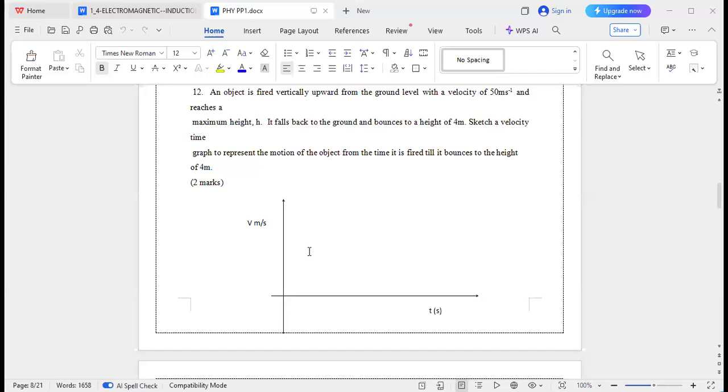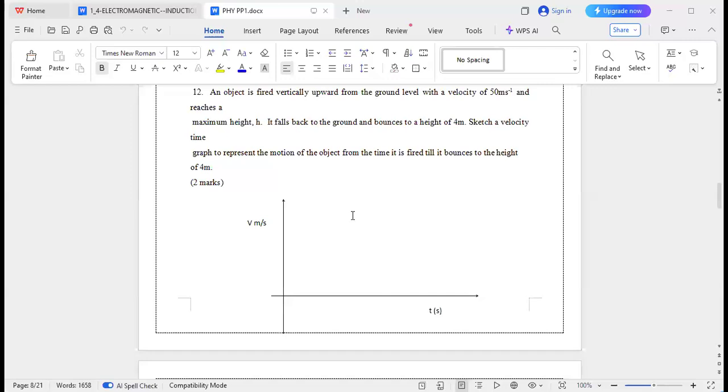So here you must know that when we fire this object, it's going to attain a certain height, which is higher than this one, this 4 meters. Reason being, when it falls back to the ground and bounces, some of the energy is converted to heat and sound, and even deformation of the ground. So it will not have all the energy to bounce back where it was.